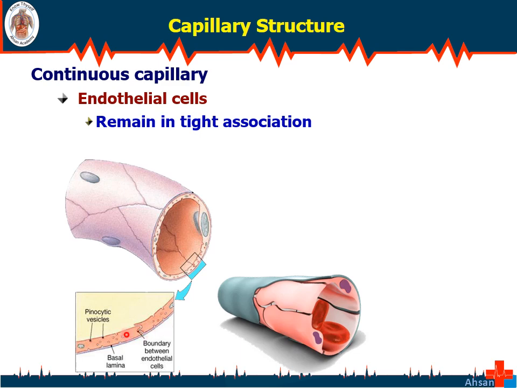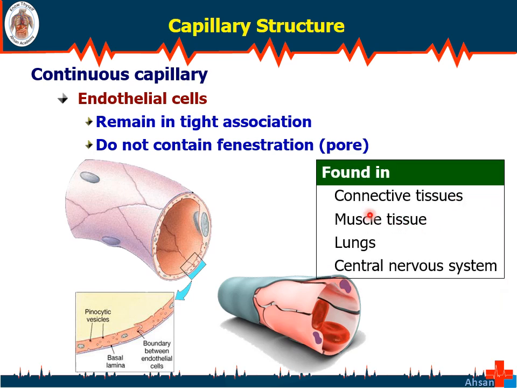The tight junction holds the endothelium together as well as prevents leakage. An adhesive junction actually keeps the cells together but fails to prevent leakage. That's why tight junctions are between the endothelial cells of continuous type capillary. So continuous type capillary is a good barrier for diffusion. This is present in connective tissue, muscle tissue, lung, and also the central nervous system. The central nervous system is a very good example, and muscles are very good examples of continuous capillary.